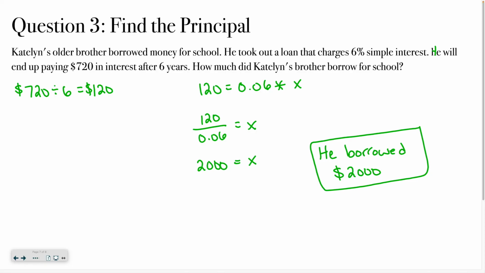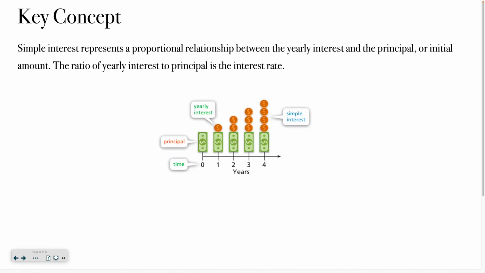Okay, if you have questions about that, please be sure to reach out for some help. And here is your last slide, the key concept. It has a nice color-coded example or picture to help you conceptualize and visualize this type of problem, okay?